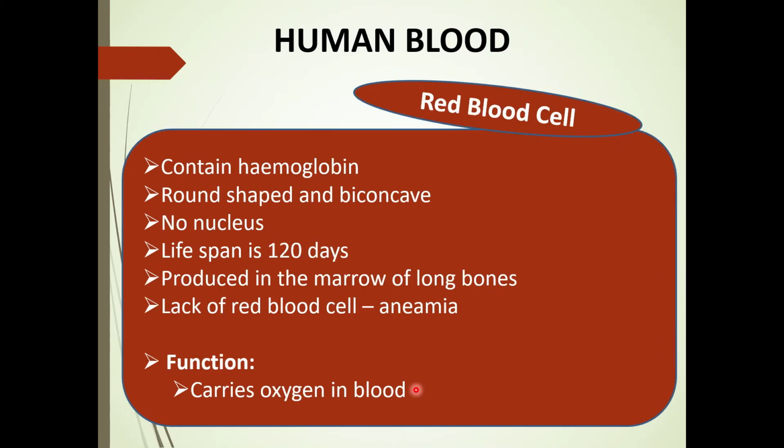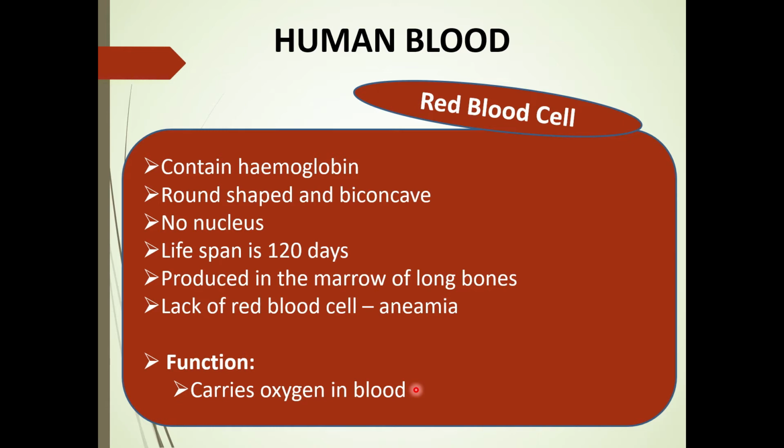And the last one is, sorry, not the last one, right? The red blood cell. The red blood cell contains the hemoglobin. It's a round shape and biconcave, and also has no nucleus. If compared to the white blood cell, which has a nucleus, the red blood cell doesn't have a nucleus. And the lifespan is about 120 days. And it is also produced in the bone marrow.